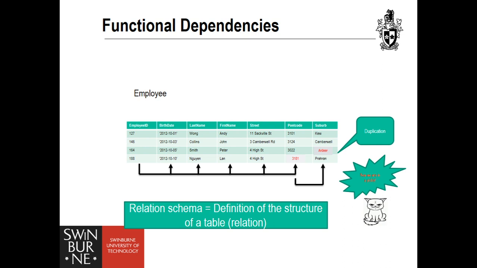But then it gets tricky. Actually, the postcode alone is enough to functionally determine the suburb. So in a way, we are doubling up by having both the postcode and suburb in the table.